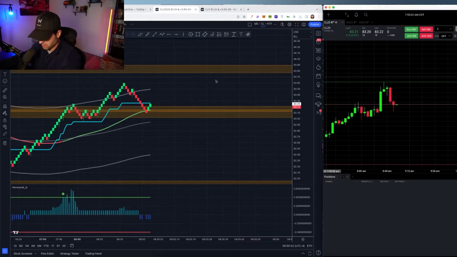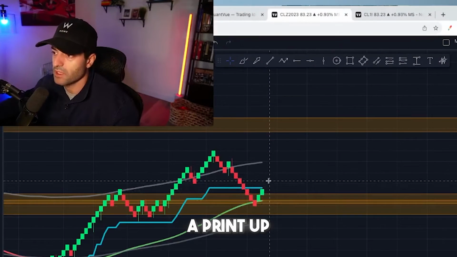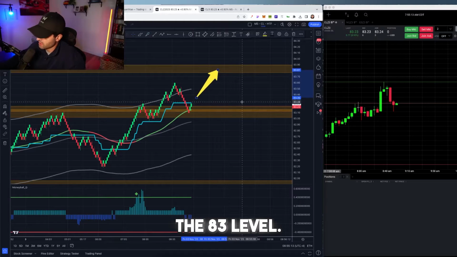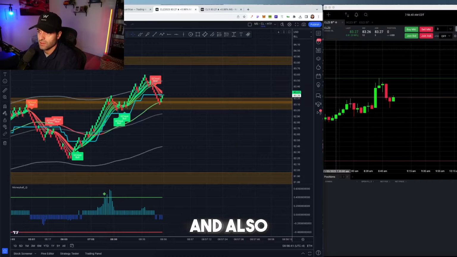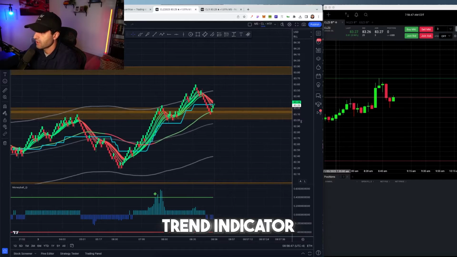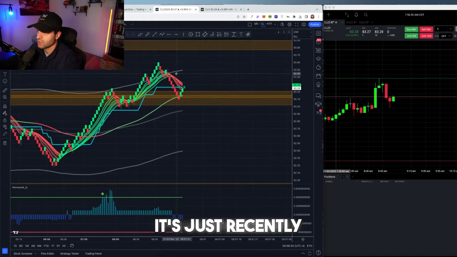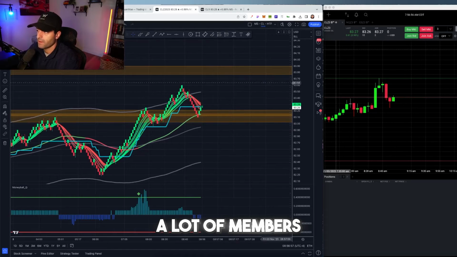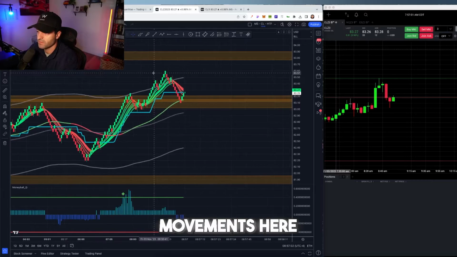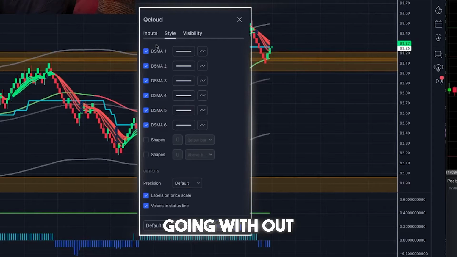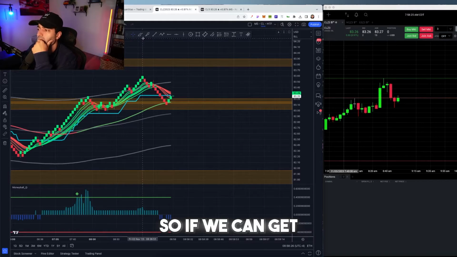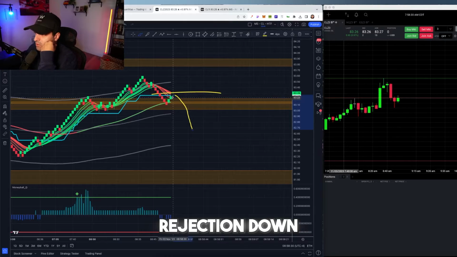Probably look to take 2 contracts here if we get a print down, and then if we get a print up above this QWave, then I think we can make a push up here through the 83 level. So I've gone ahead and also added the Q Cloud indicator. This is our brand new trend indicator that we added to the toolkit. As you can see, it's just recently flipped red here. A lot of members are loving using this toolkit. As you can see, it's able to catch these quick price movements here. And then you can adjust. I'm just going with out of the box settings here. Sort of an advanced moving average indicator. See if we can get a clean rejection down.